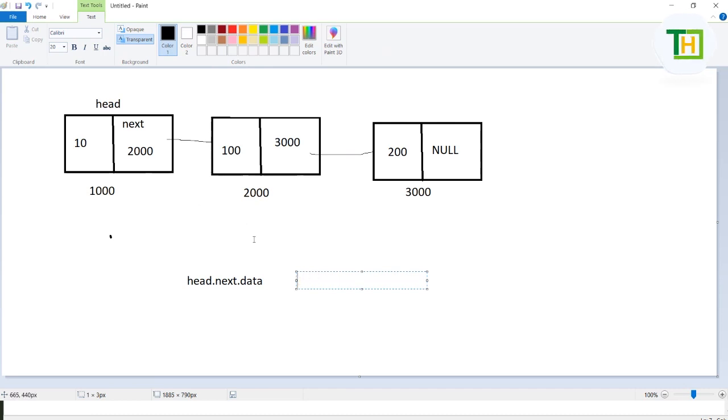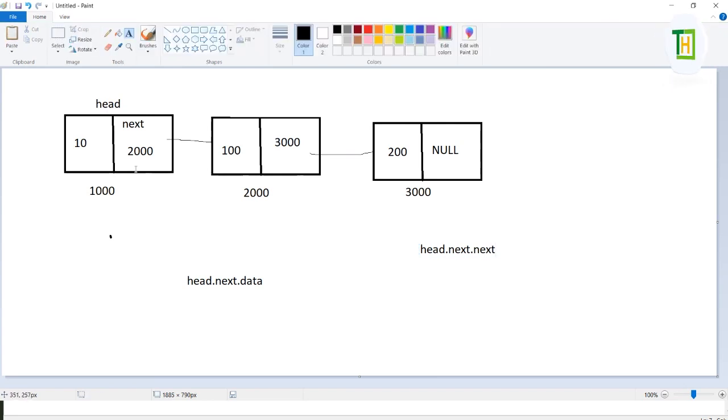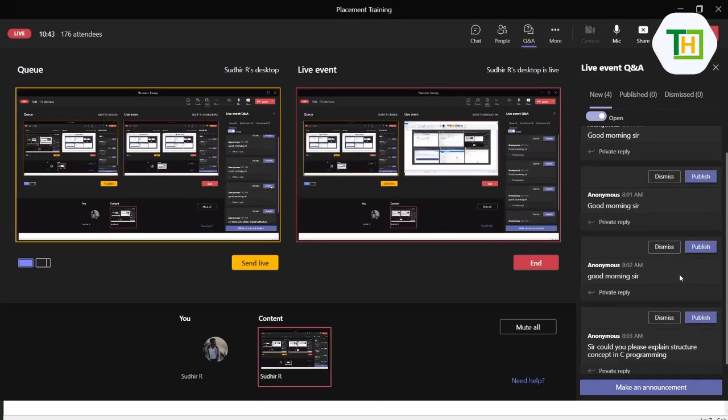For example, head.next.next. For example, head.next contains the address of the second node, that means 2000. 2000.next is going to be 3000. That means it represents the address of the third node. Clear, everyone? This type of simple question is going to be asked in a singly linked list.